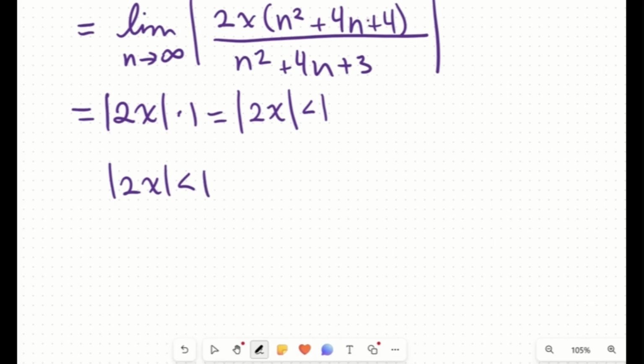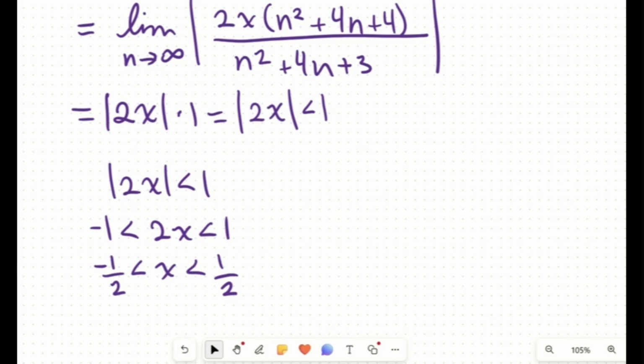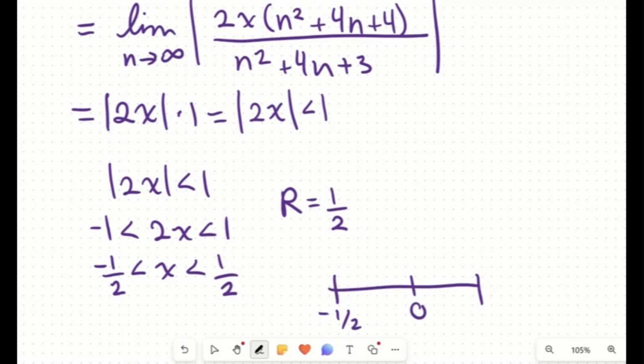When we have absolute values, we're always going to take this value, and we're just going to make that negative 2x, whatever's on the inside. Then we divide by 2, and we get negative 1/2 less than x, less than 1/2. So this tells us our radius of convergence is going to be 1/2, because if you were to look at this on a number line, you're going to have 0, negative 1/2, 1/2. Each one of these is a distance 1/2 from the center.